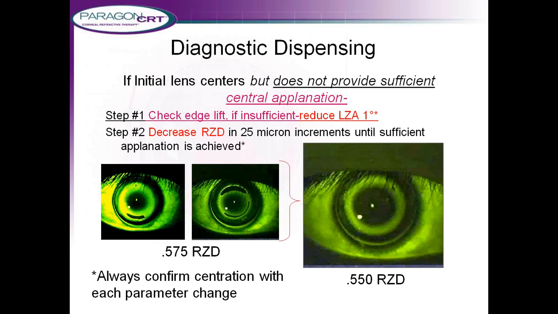If the initial lens centers but does not provide sufficient central applanation, we will first check the amount of edge lift. If it's insufficient, then we will reduce the landing zone angle by 1 degree. If that doesn't seem to give us enough central applanation, we will then decrease the return zone depth in a 25 micron increment. Just a hint is that every time you alter a landing zone angle or return zone depth, always confirm centration with each parameter change.